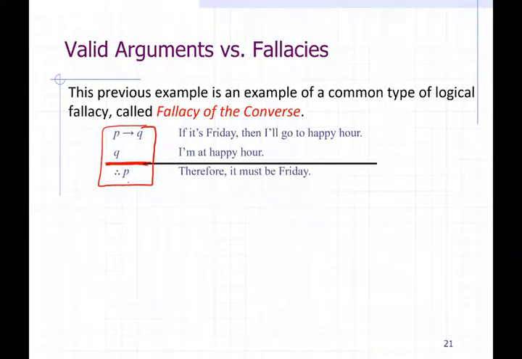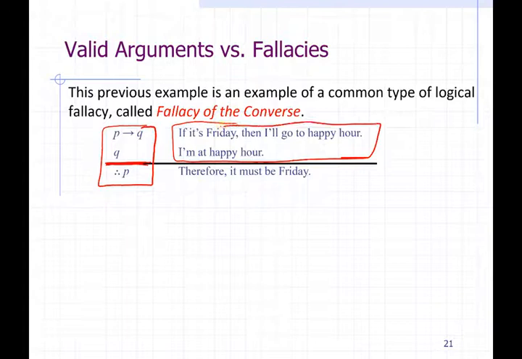Another example, almost identical to the one we just did. If it's Friday, then I'll go to happy hour. And today I'm at happy hour. Therefore, it must be Friday. Well, that's not necessarily true. I could go to happy hour on a Tuesday as well. What the premises are saying is that every single Friday I'm at happy hour. That doesn't prevent me from going to happy hour on another day of the week. Okay, so this is an example of fallacy of the converse.